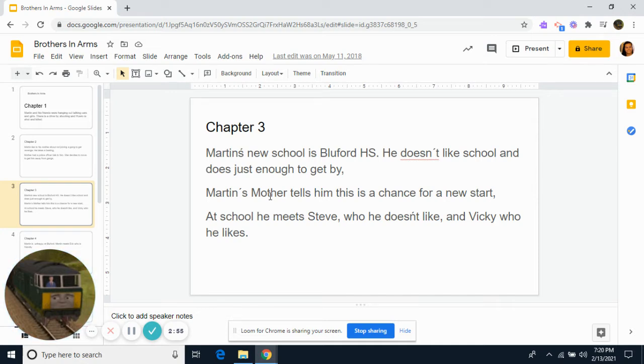Chapter 3. Martin's new school is Blueford High School. He doesn't like the school. He does just enough to get by. Martin's mother tells him this is a chance for a new start. I mean, you picked that school, so you probably got bullied in your other school too. Maybe, I don't know. It's a chance, or a change, for a new start. At school, he meets Steve, who he doesn't like, and Vicky, who he likes.